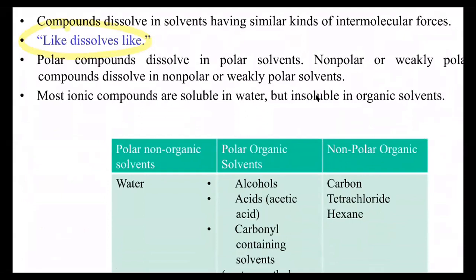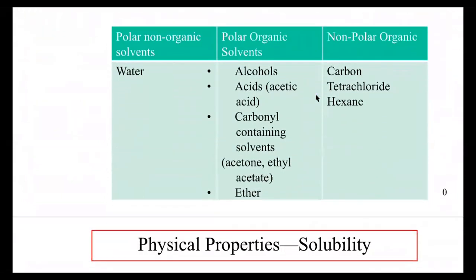So here you have some different types of solvents, right? You've got a polar non-organic solvent, which is water. The only reason it's considered non-organic is because it doesn't have carbon in it, right? So non-polar organic solvents here are carbon tetrachloride and hexane. Hexane is just a 6-carbon chain, and carbon tetrachloride is exactly what it sounds like, a carbon with 4 chlorines attached to it. Those are very nonpolar solvents, and so they dissolve nonpolar organic molecules, right?